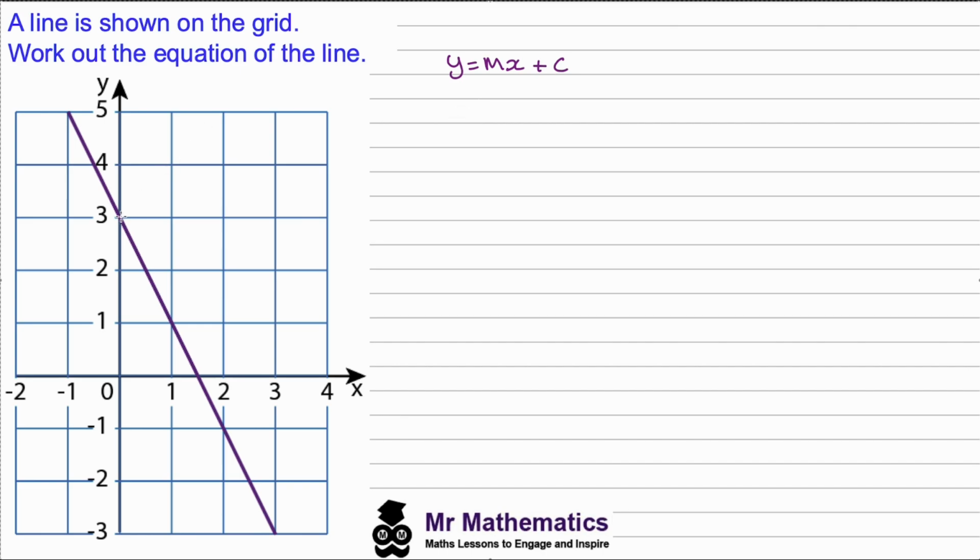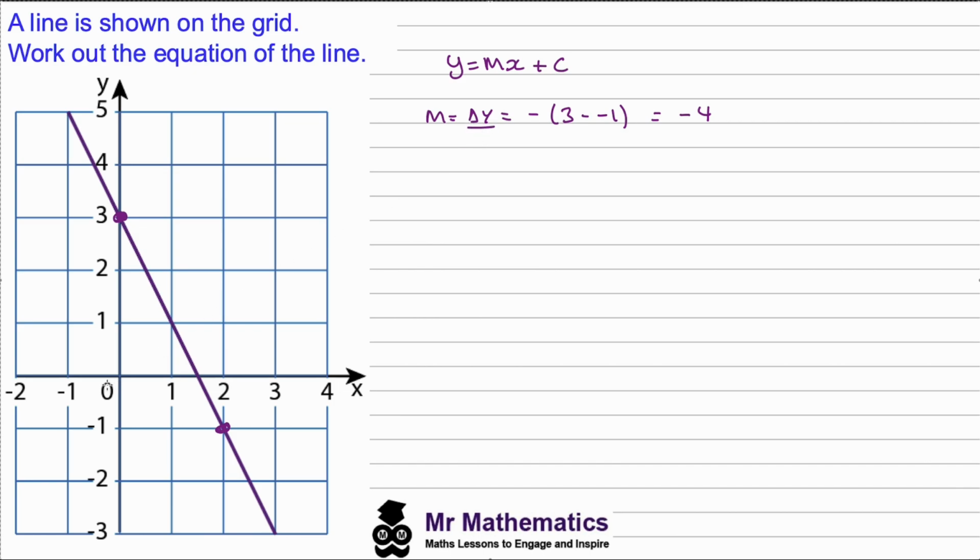Okay, so the 2 points I'm going to pick are this point, 0, 3, and this point, 2, negative 1. Now we can see that as we go across positively in the x direction, we're going down in the y direction. So the gradient will be the change in y, and because we're going down, this will be the 3 minus the negative 1. So the difference between 3 and negative 1. So the change in y will be negative 4.